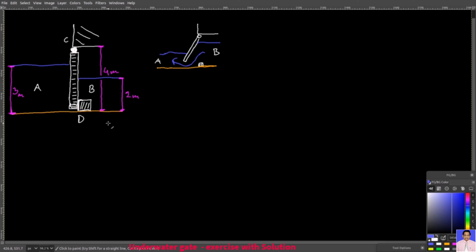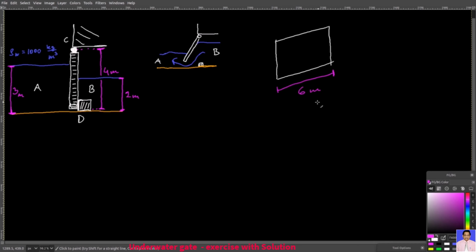And now consider this scenario. In area A, you have 3 meters of depth of water. In area B, you have 2 meters of depth of water. The density of water is 1000 kilograms per cubic meter, and then the height of the gate is 4 meters. Then the width of the gate is 6 meters. So this is the height of the gate. It's this one here. You're seeing it from the side. But then as you go into the screen, the width of the gate is 6 meters.